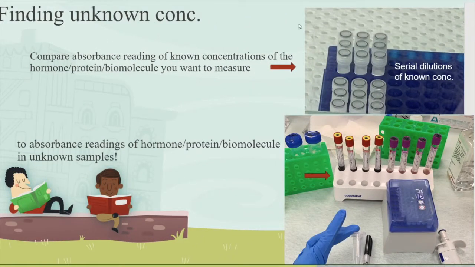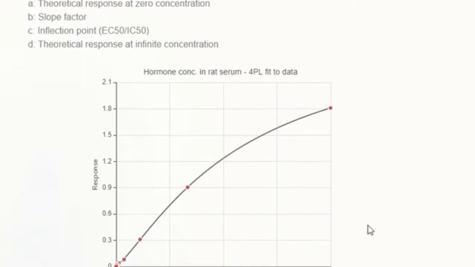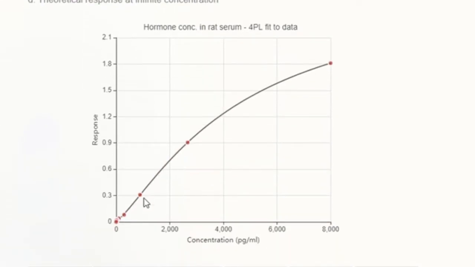The way that these assays work is to first make various concentrations of the particular protein, be it hormone or cytokine, that you're trying to measure. Make several concentrations of a known amount. And this is going to be used to create a curve that is called a standard curve, because it's the standard that you're going to compare your unknowns to.